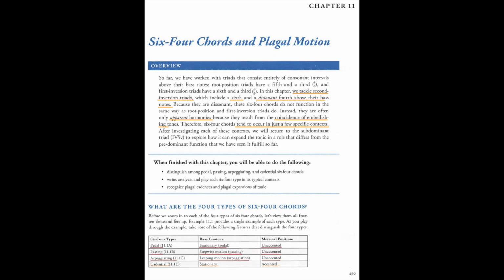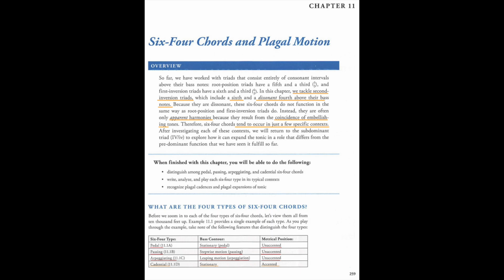Look at the bottom of the page where it says, what are the 4 types of 6/4 chords? There are 4 basic types. The first one is called the pedal 6/4. The second one is a passing 6/4. The third one is an arpeggiating 6/4. And the last one is a cadential 6/4.